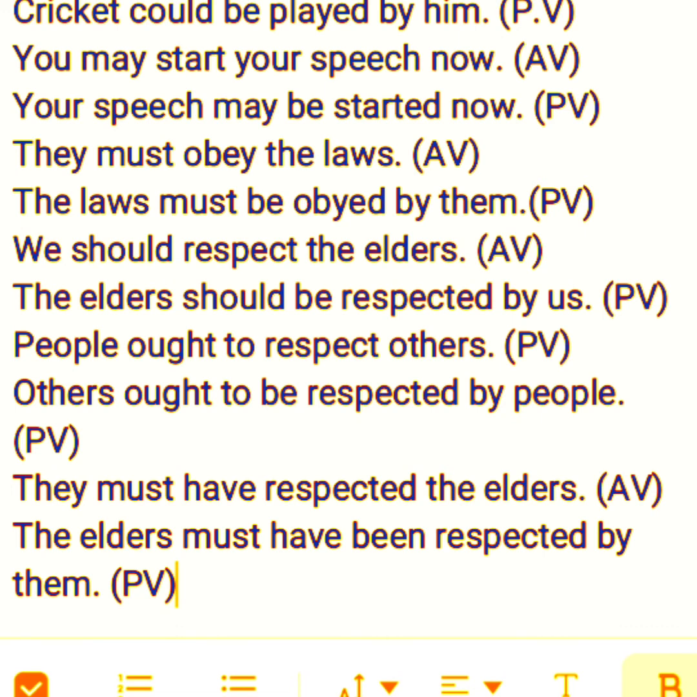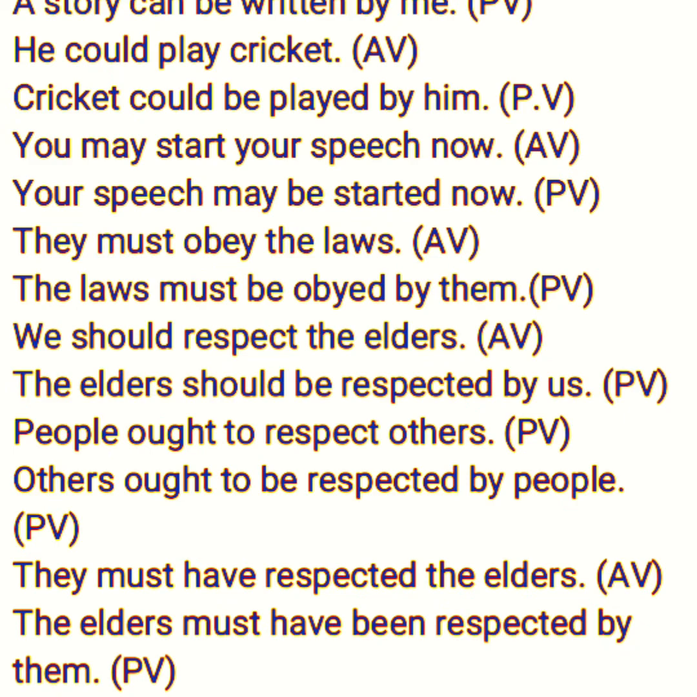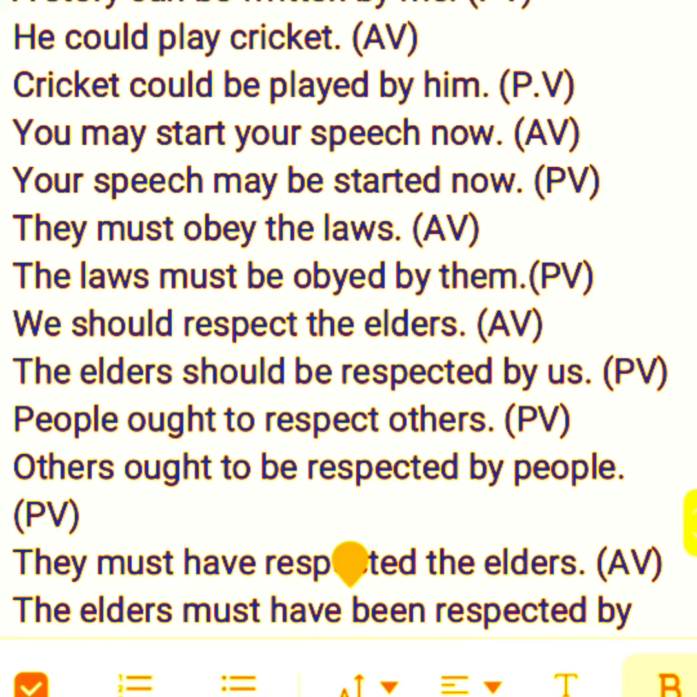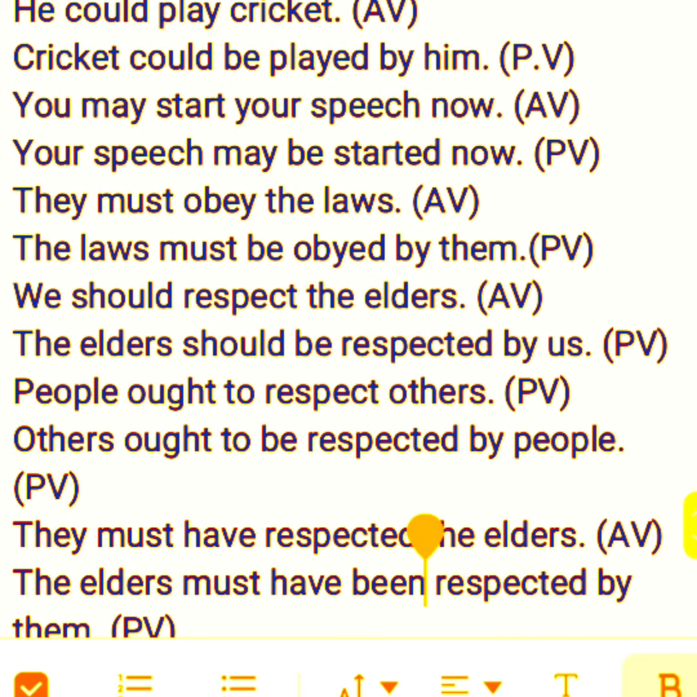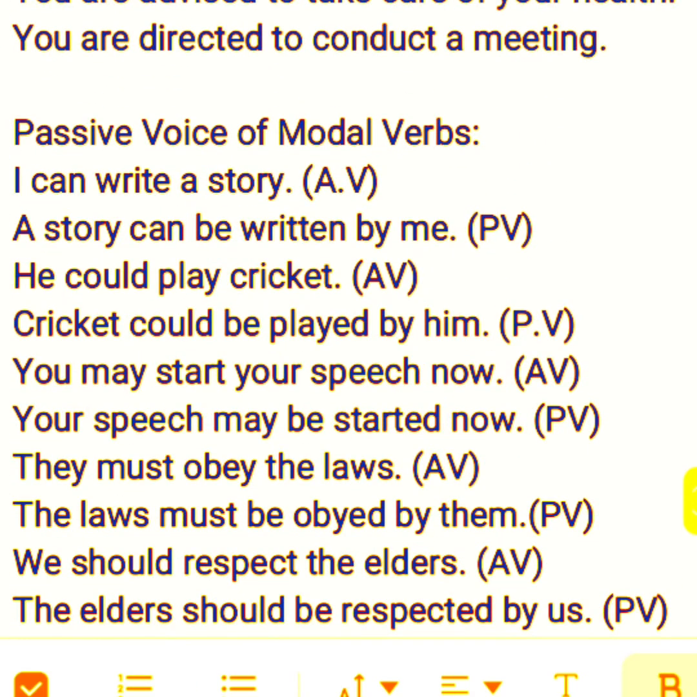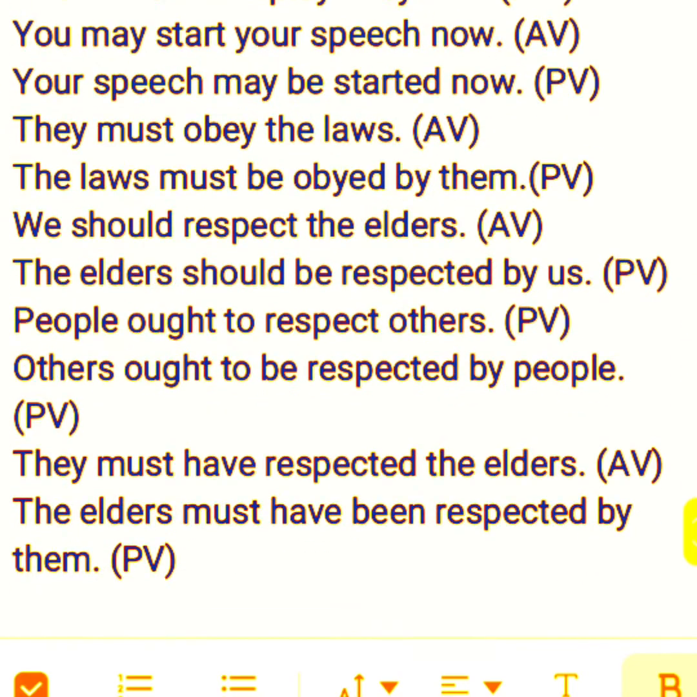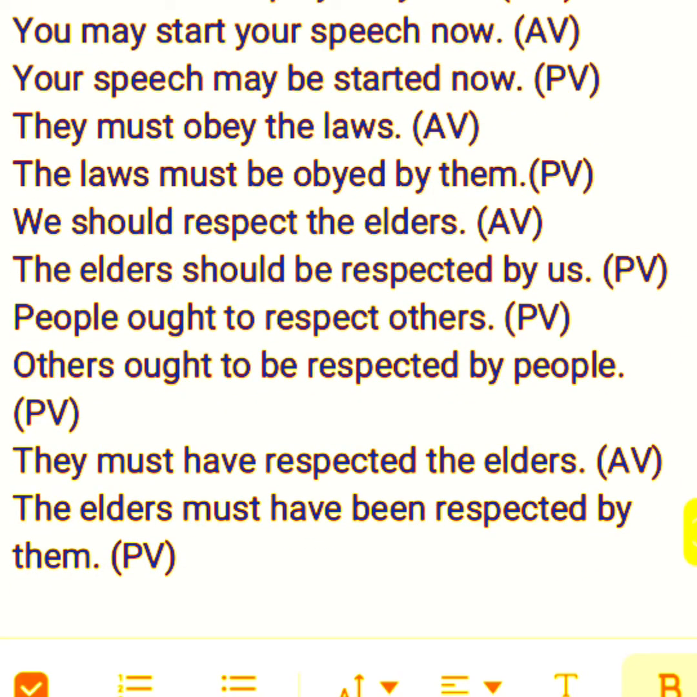Okay, so you have to convert these modal verbs in this way. When there's have, then there should be added been. If there's no such perfect helping verb, then just be, may be, can be, must be, and the third form of the verb. Okay, then by preposition and then subject into objective case. They are very easy.